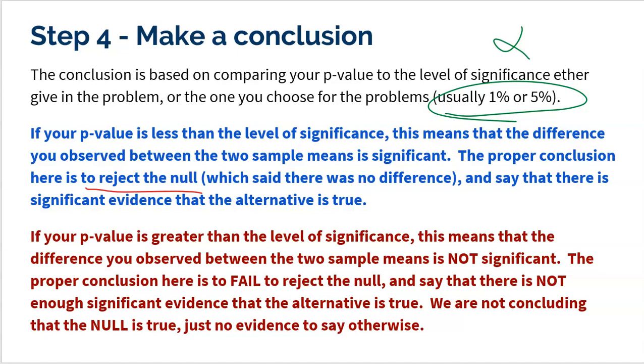So the proper conclusion here is to fail to reject the null and say that there is not enough significant evidence that the alternative is true. So we are not concluding that the null is true. We're just saying that there's not enough evidence to say otherwise.